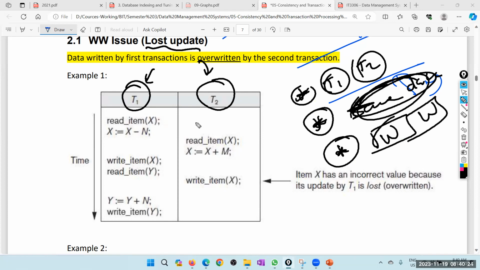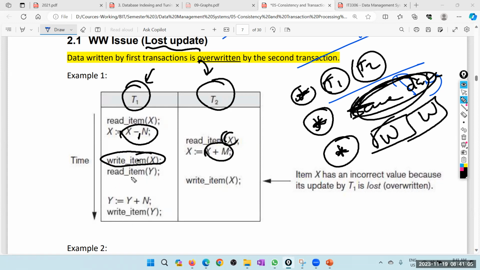Right. So let's take an example. This is my transaction 1. It reads a value and makes a change. While it is reading the value, transaction 2 also reads the same value X. Now it has also made a change. You can see transaction 1 has reduced N from X. Transaction 2 has added M to X. But both have only read it, not yet written. Now transaction 1 has written X, the updated value. And maybe now it is doing some other thing.